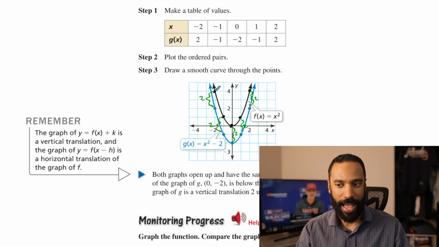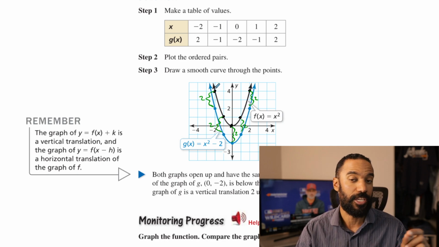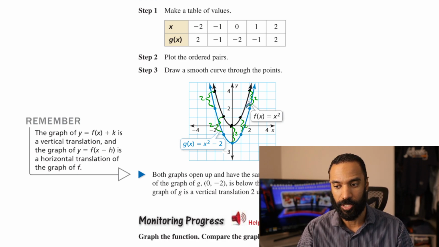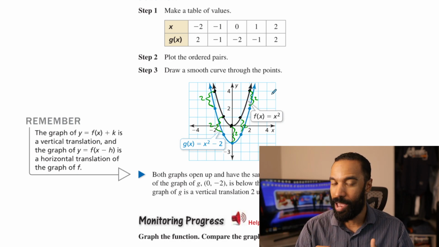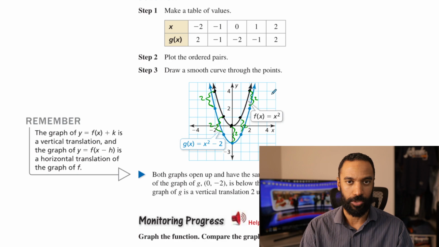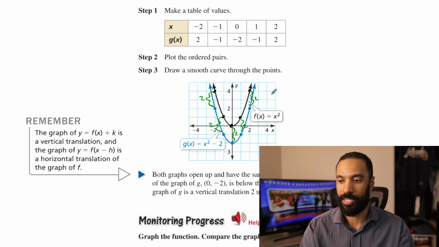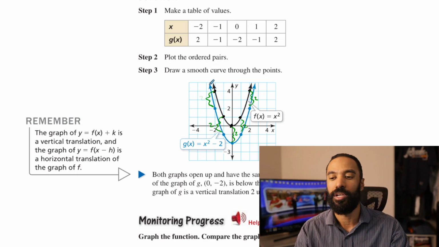Every single black is 2 above the blue, or should I say the blue is below the black because we translated into the blue here. Everything's 2 units down. What you do is you square your x values and then subtract 2, right? So the y values become 2 less. And that's what's happening. This is a vertical translation, 2 units down.